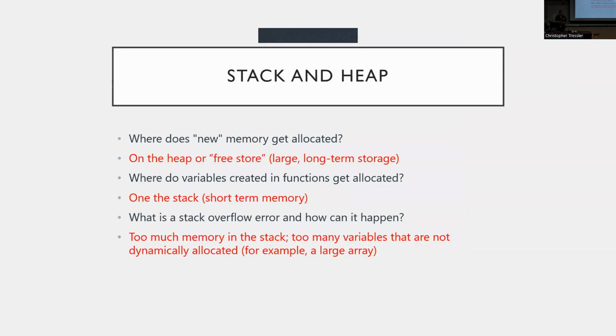Next up, we have a stack and heap. We have to know these. So where does new memory get allocated? Now you'll remember we were talking about new and delete and all that stuff earlier. That gets put into the heap. Now in C++ specifically, this is not for all coding languages, but people refer to the heap as the free store. The heap is a general term that's used for basically any coding language. Free store is something specific to C++.